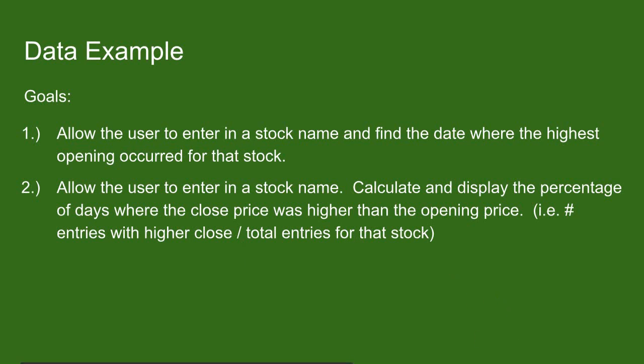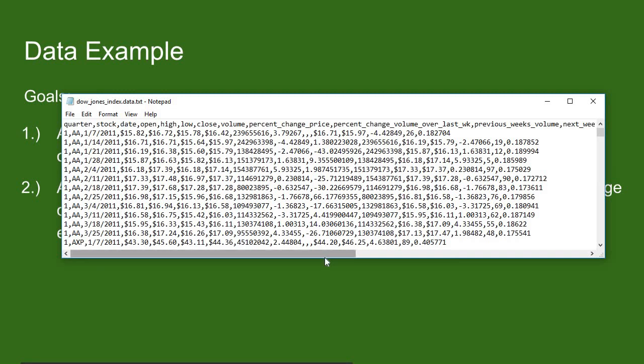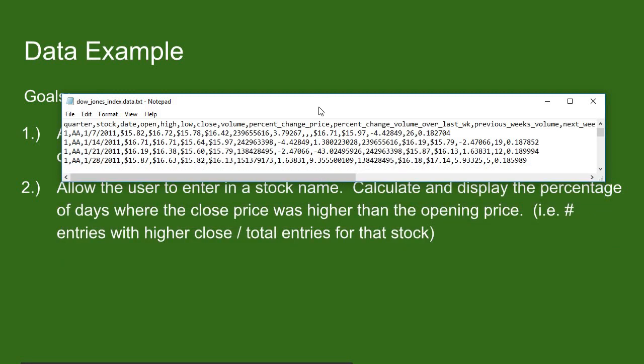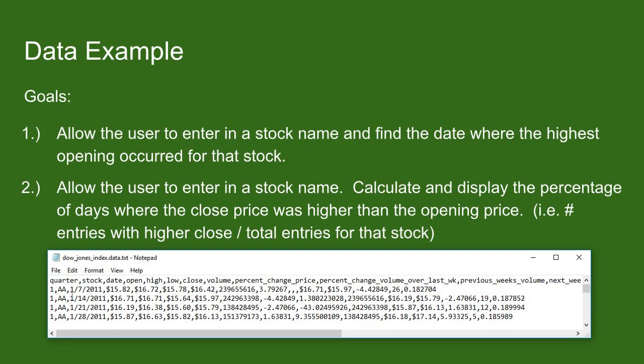So if I want to model this data here, I'll shrink it down a little bit. I need to determine which pieces of this data I need to model. Well, for question 1, I need the name and the date and the opening value at a minimum. So the name is index 1, the date is index 2, and the open is index 3. So I need to model those 3 values. And I think that's it for question 1.